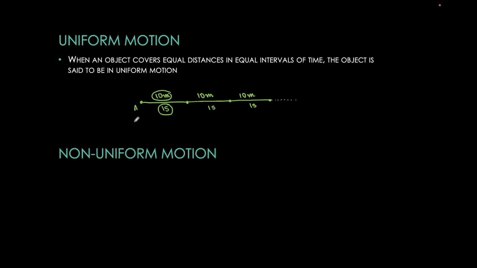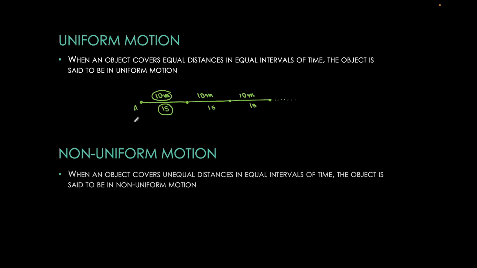So we'll also see what non-uniform motion is. Basically, it's the opposite. So when an object covers unequal distances in equal intervals of time, the object is said to be in non-uniform motion. For example, let's say the object starts at rest from this point. Now, in the first second, let's say he covers a distance of 10 meter. In the next second, he covers a distance of 20 meter.